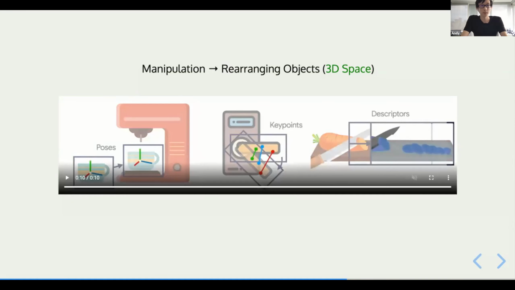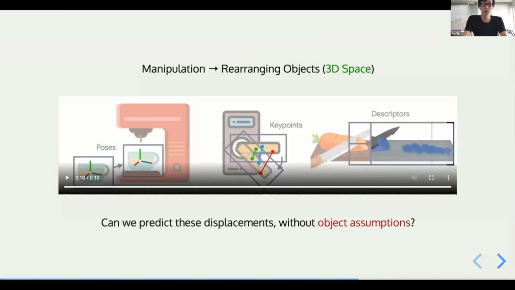And the challenge with these sorts of representations is that they require prior knowledge about the objects and impose some form of canonical coordinate frame to each object category. And this makes them rather difficult to scale to general purpose manipulation in the wild. So the question is, can we directly infer these displacements without relying on such object-centric representations?